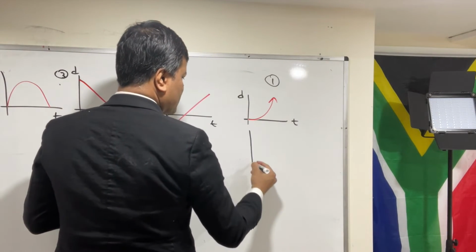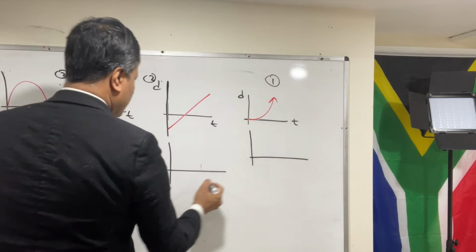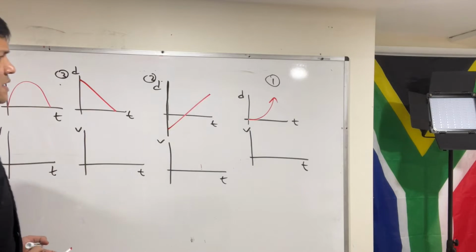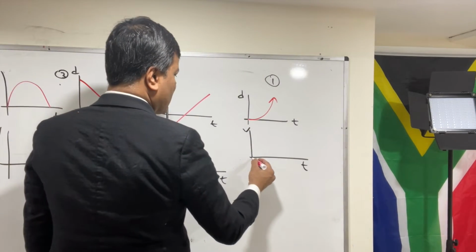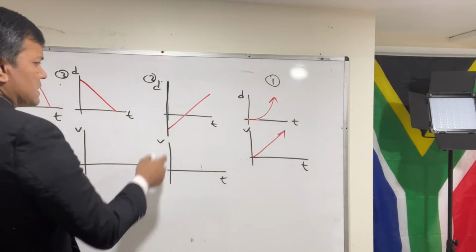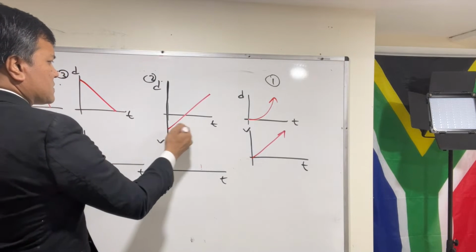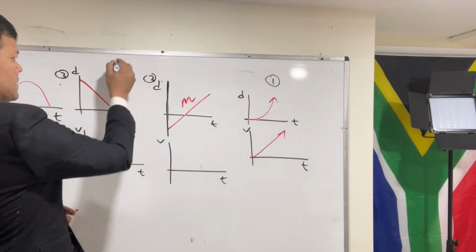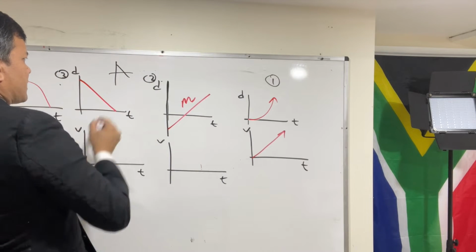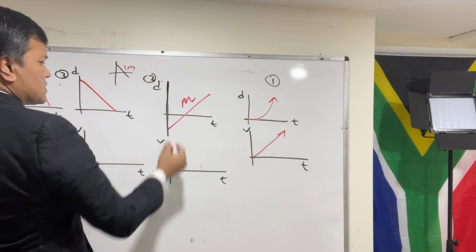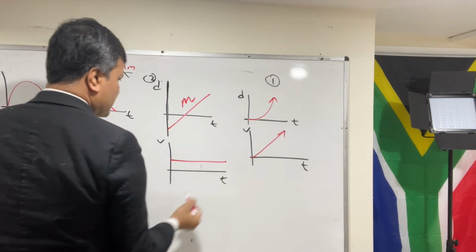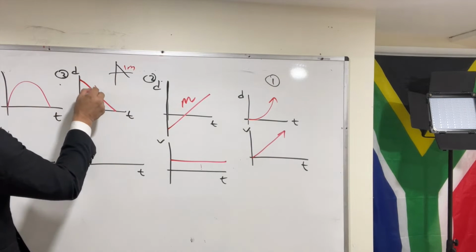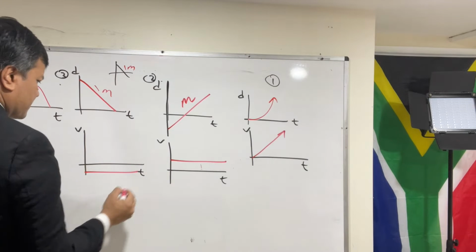All right, so now let's convert this one to a VT graph, and convert this one to a VT graph. Let's first convert this one. If this is a parabola, this has to be a diagonal line, as simple as that. This is positive, right? The slope of this one must be positive, and the slope of this one must be negative. So since this is a positive slope, I'm going to have a positive line. This slope is negative, so I'm going to have a negative line.